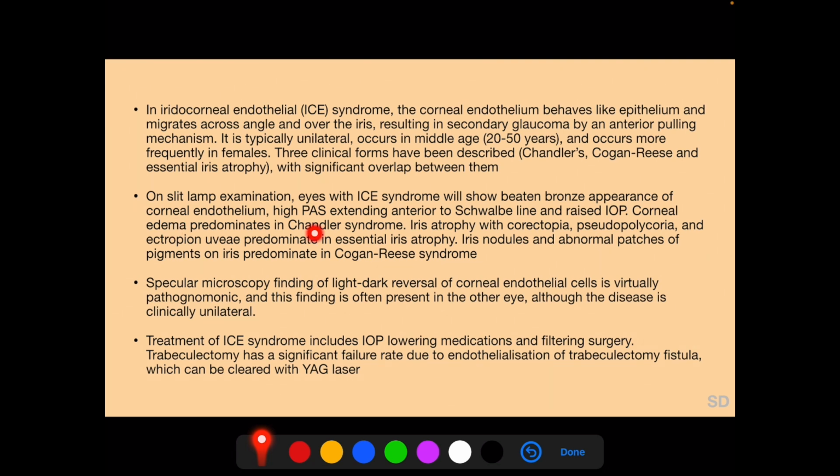Corneal edema predominates in Chandler syndrome. Iris atrophy with correctopia, pseudopolycoria, and ectropion uveae predominate in essential iris atrophy, and iris nodules predominate in Cogan-Reese syndrome. Specular microscopy in ICE syndrome shows light-dark reversal of the corneal endothelial cells, which is virtually pathognomonic of the condition, and this finding is often present in the fellow eye, although the disease is clinically unilateral. Treatment of ICE syndrome includes IOP-lowering medications and filtering surgery. Trabeculectomy has a significant failure rate due to endothelialization of the trabeculectomy fistula, which however can be cleared with a YAG laser.